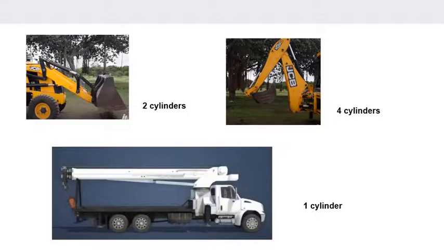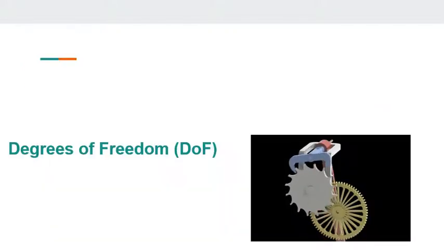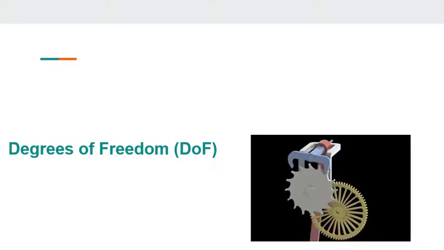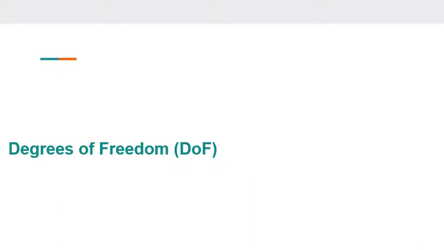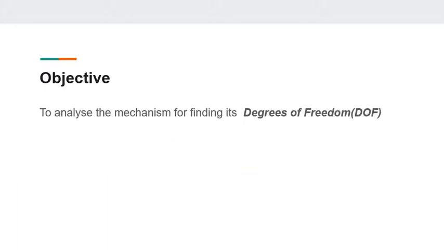As we have seen, different mechanisms need different numbers of actuators. Suppose, given a mechanism, how could we decide the number of actuators required to control it? The answer lies in finding the degrees of freedom of the particular mechanism. But at first, what is the degrees of freedom of a mechanism? Answering the question is our objective today. Let's find out.